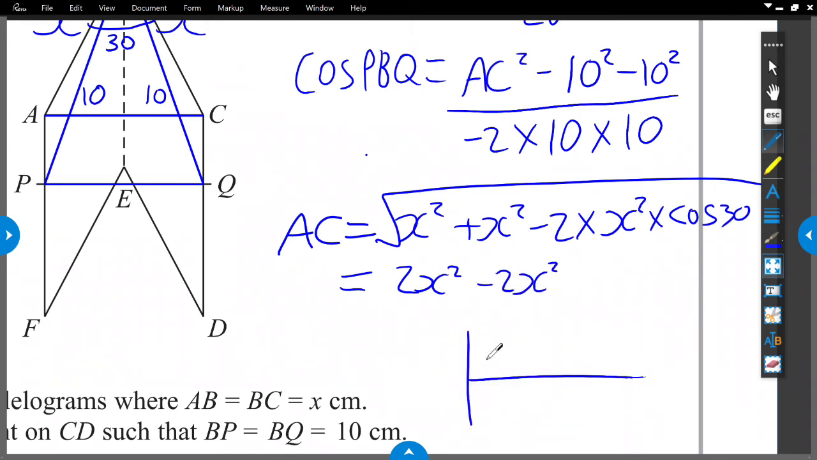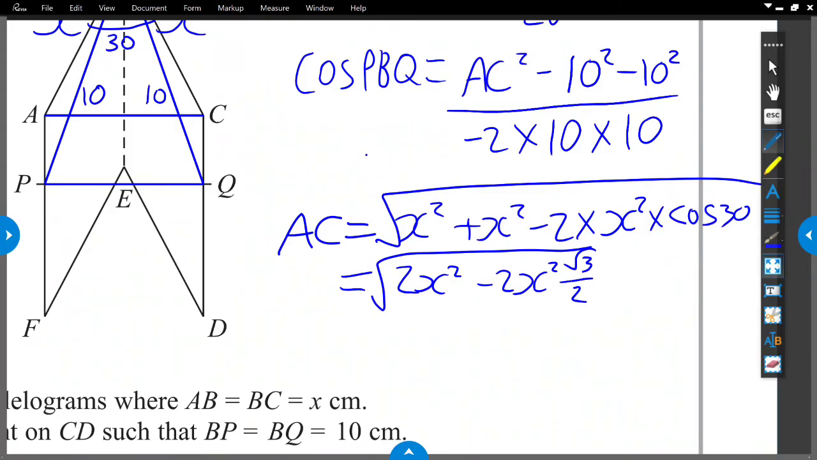Drawing a quick sketch of your cosine curve, it does something like that. 30, that's about that value there. Starting at 1, we've gone down a little bit. This value is root 3 over 2. This is one of the values you just need to know. So we're going to get minus 2x squared times root 3 over 2, all square rooted.